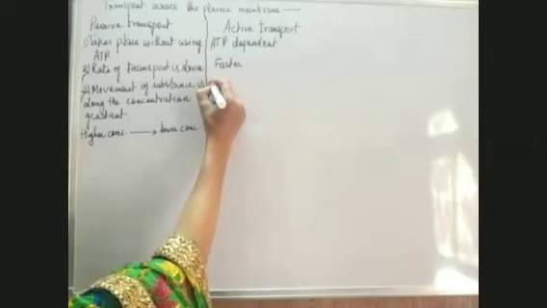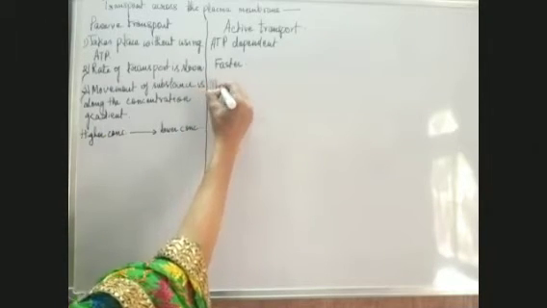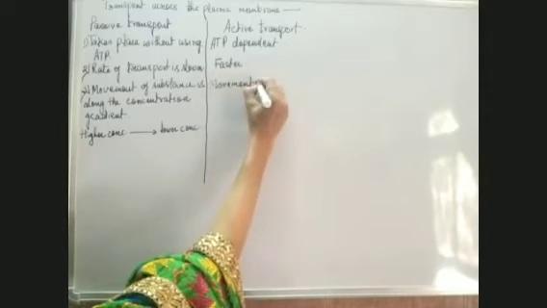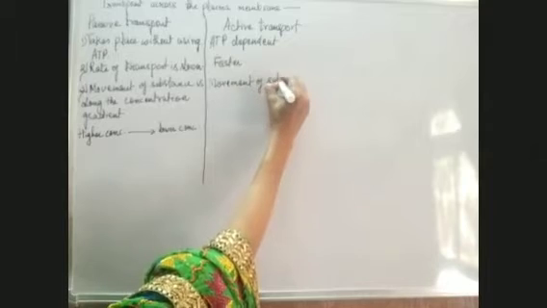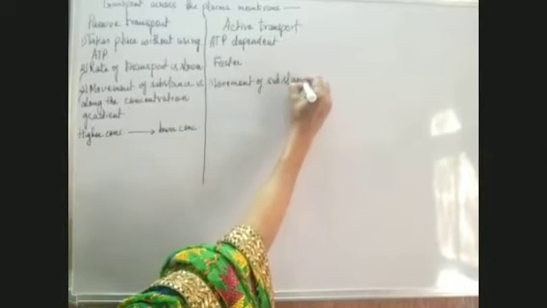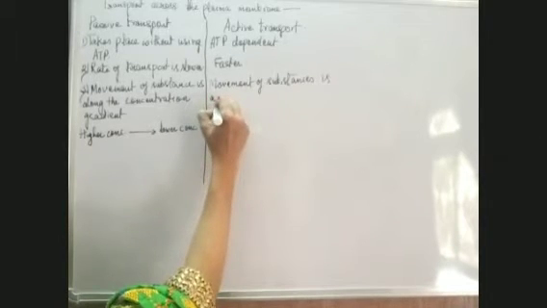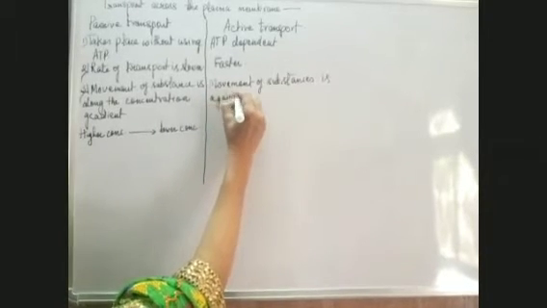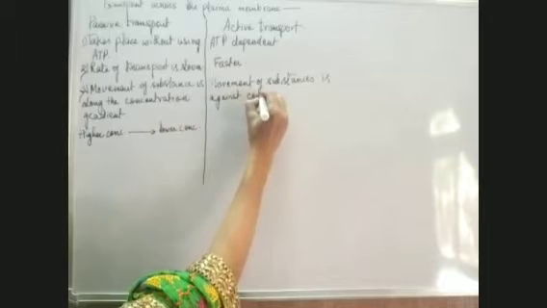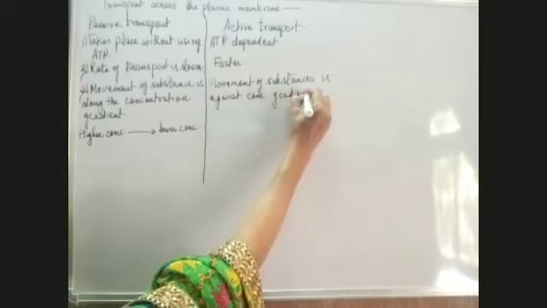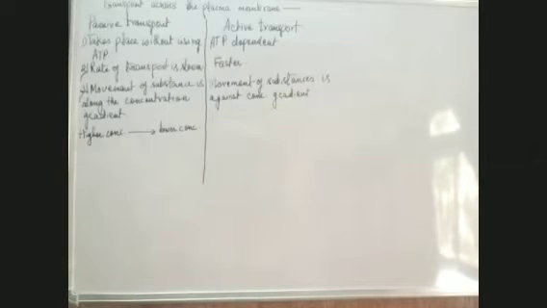So movement against concentration gradient: movement of substances is against concentration gradient. This is movement of substances against concentration gradient.